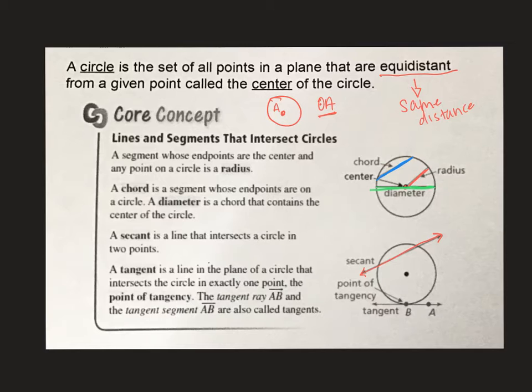And then we also have what's called a tangent line. Now this is different than the tangent we had in the last chapter. It's not a trig function, it's just a type of line. But a tangent line is going to be a line that intersects the circle at only one spot. So it's just touching the outside of the circle. That point where it touches the circle is called the point of tangency. So point B would be your point of tangency on that circle.